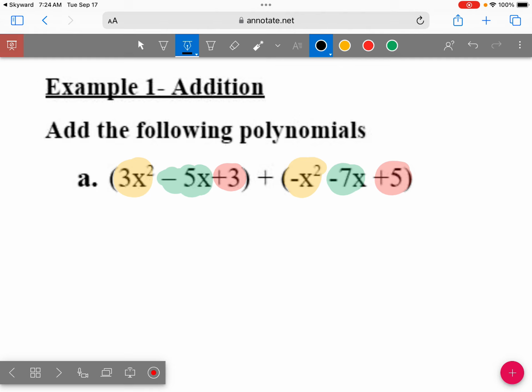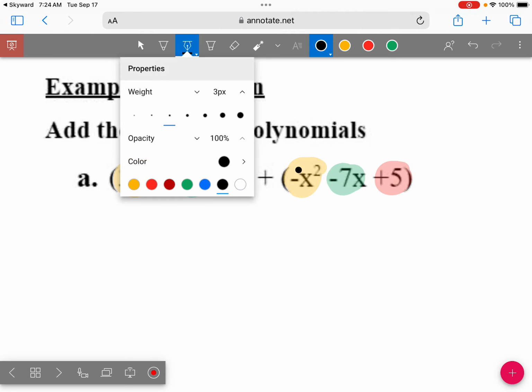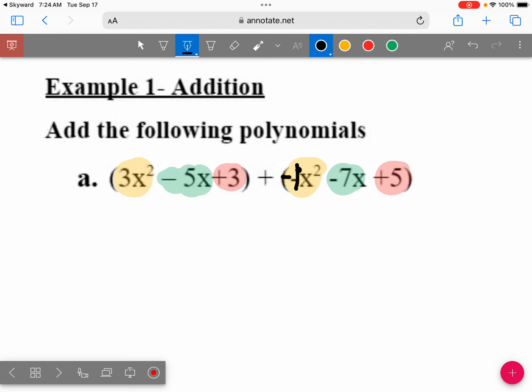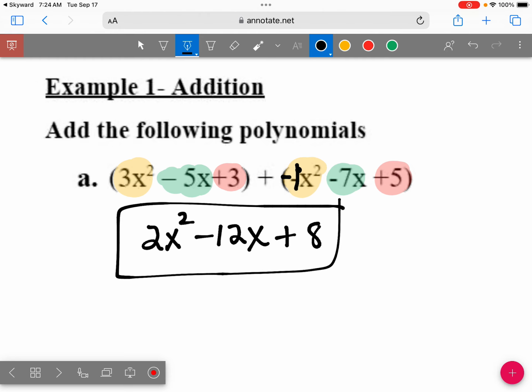When I add together the yellow, that would be 2 plus negative 1, because there's an invisible negative 1 right here. So that would give you positive 2x squared. What do you get when you add the 2 green terms, Royal? What would you get if you add negative 5 and negative 7? Negative 12x. And then the 3 and the 5, 3 plus 5 is 8. That would be your answer. That's it.